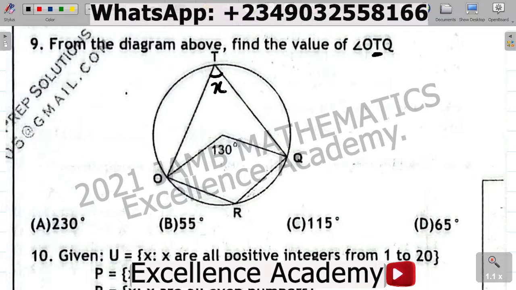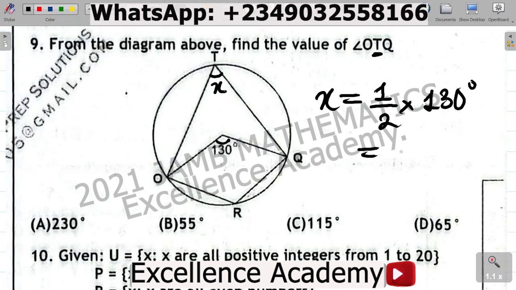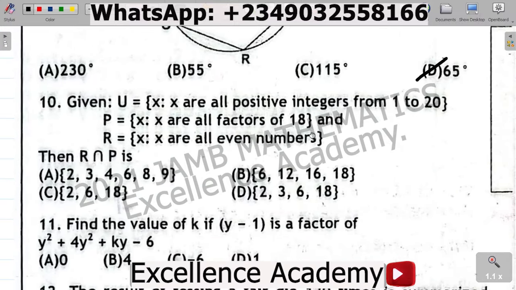So we are saying that x will be equal to half of this other angle here, which is 130 degrees. So 1 over 2 times 130 degrees. And if you do this, half of 130 is about 65 degrees. All right, so the answer there is D, 65 degrees. That's your answer.